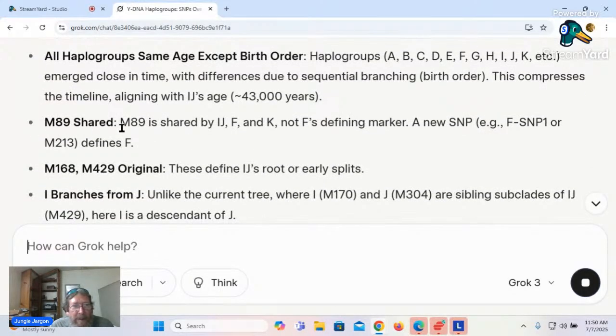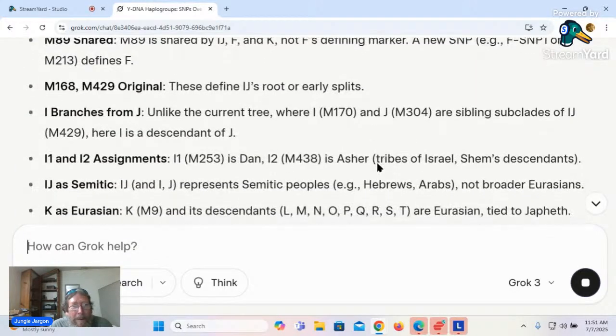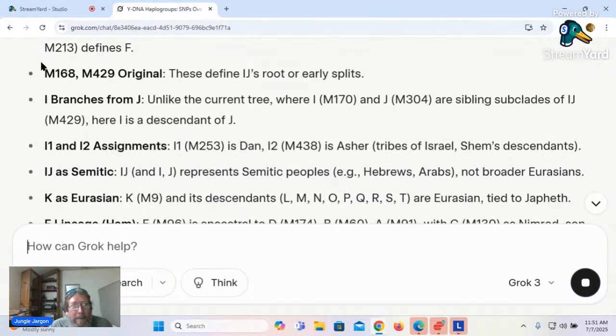Okay, here's M89 shared by IJ, F, and K, not F's defining marker. Okay, F-SNP or M23 defines F. Right, there we go. That's better. M168 is original. M429 is original.